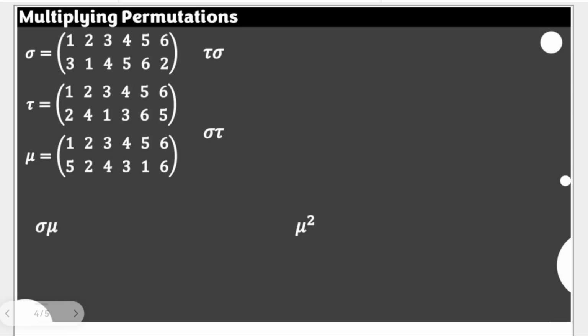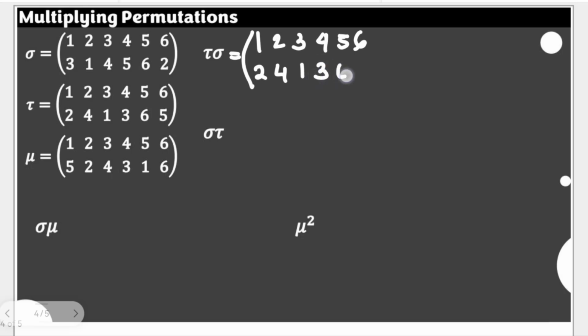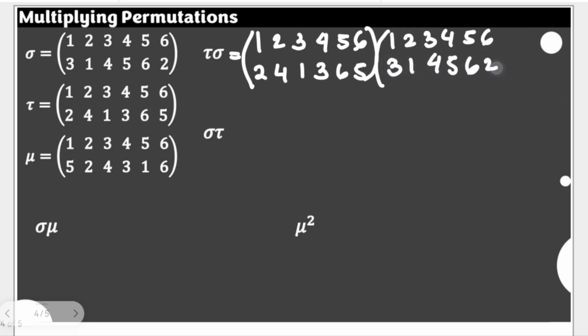This is what we need to do in multiplying here. Say, for example, we have the product of tau and sigma. Let's write the tau here: 1, 2, 3, 4, 5, and 6, mapped to 2, 4, 1, 3, 6, and 5. That's your tau. For your sigma, you have 1, 2, 3, 4, 5, 6, and you will have here 3, 1, 4, 5, 6, and 2.